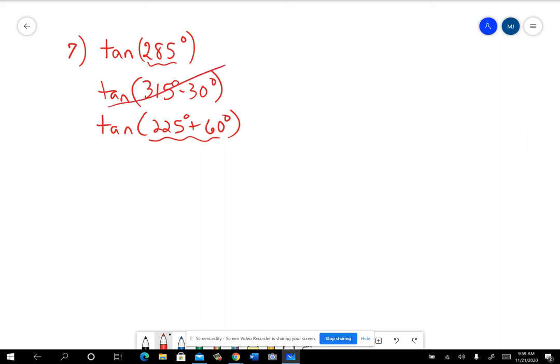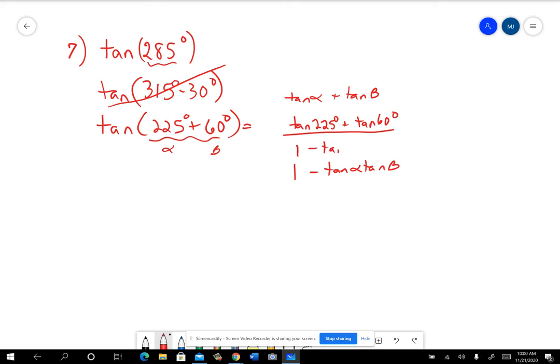Okay, so I'm going to use the 225 plus 60. Then you go to the sum or difference formulas and look at what it says. This is like your alpha, this is like your beta. It says it should be tan alpha plus tan beta over 1 minus the product of those two things. That's the formula. So in place of alpha, I'm putting 225 degrees. In place of beta, I'm putting 60 degrees. And then I do 1 minus the product of those two.